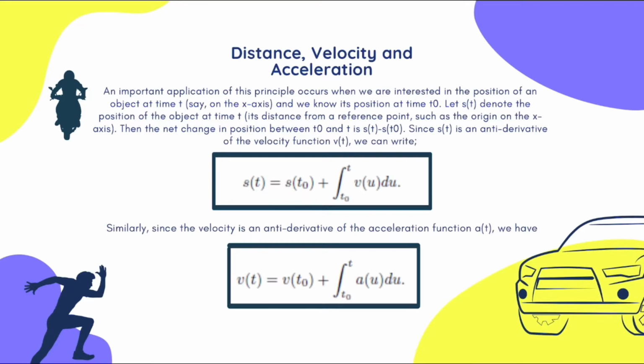Since s(t) is an antiderivative of the velocity function v(t), we can write s(t) equals s(t0) plus the integral of v(u) evaluated from t0 to t. Similarly, since the velocity is an antiderivative of the acceleration function a(t), we have v(t) equals v(t0) plus the integral of a(u) evaluated from t0 to t.